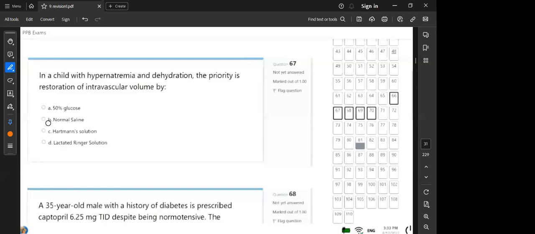And also, can Hartmann solution be used for the restoration of the intravascular volume? Just a question. Janet has asked: Hartmann solution, can it be used for the restoration of volume in this case, because the child has hypernatremia? Oh, the child has hypernatremia. Okay, hypernatremia and dehydration, high sodium.